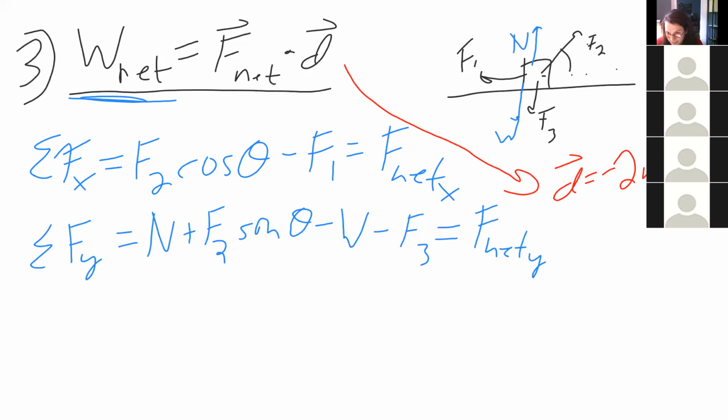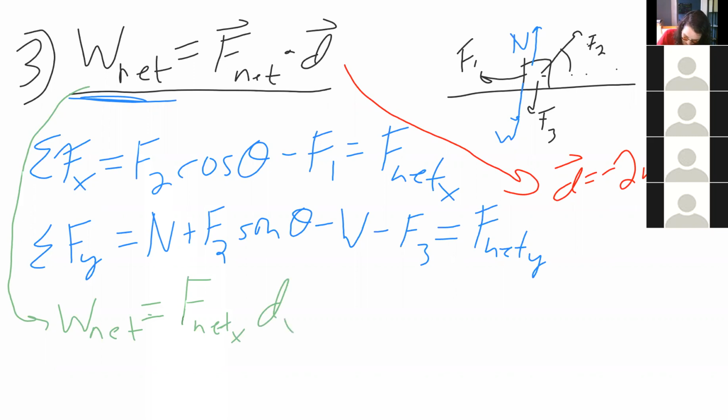Okay, so last thing is, now that I have my two vectors here, I have my x and y component for the net force, and I have my x and y component essentially for the displacement. Now I can calculate the net work, and we know that our net work will be the dot product of the net force with the displacement. So what that means is we'll have the x component of the net force times the x component of the displacement plus the y component of the net force times the y component of the displacement.